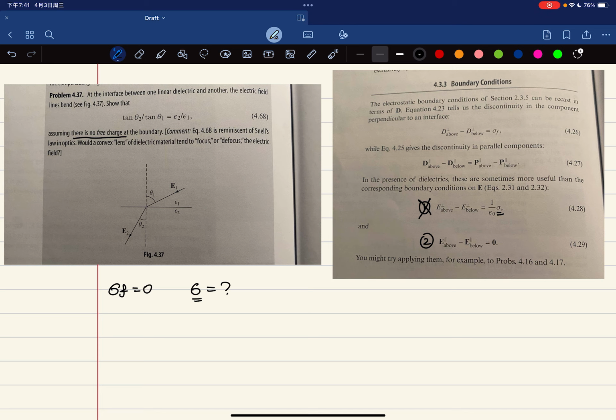So what can we use? Well, because we know this is 0, we can use this. This is just 0. So the perpendicular D above minus the perpendicular D below is equal to 0. So they're equal. Now we know they're equal.